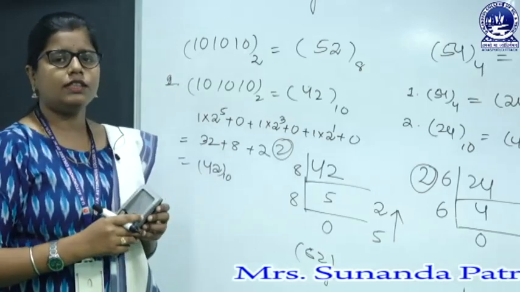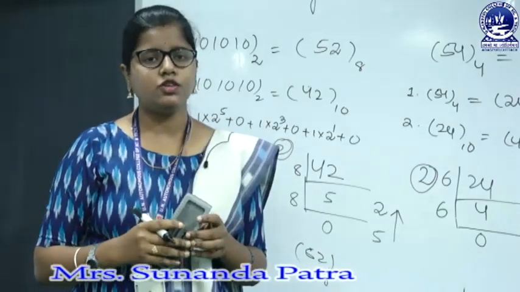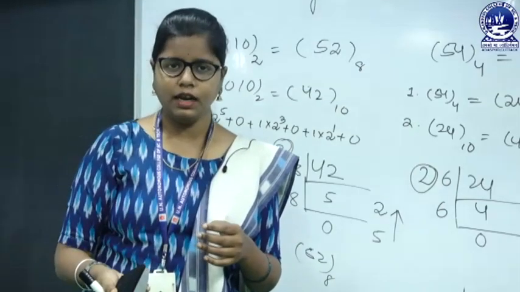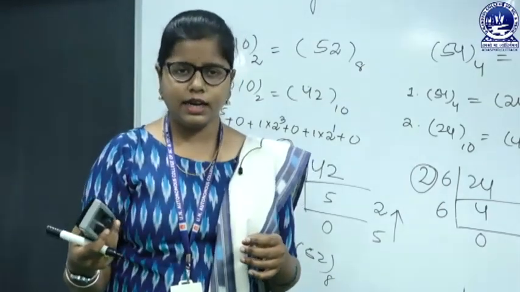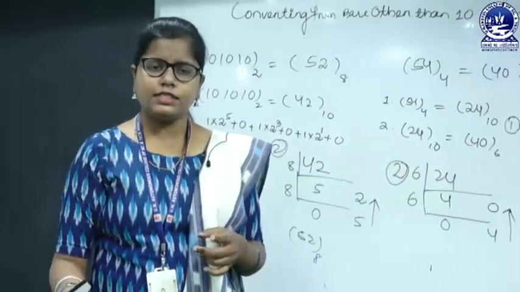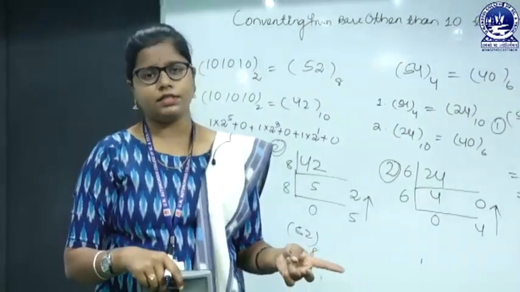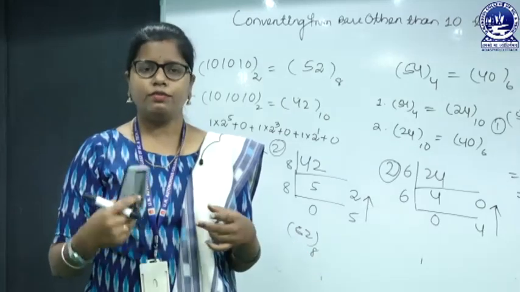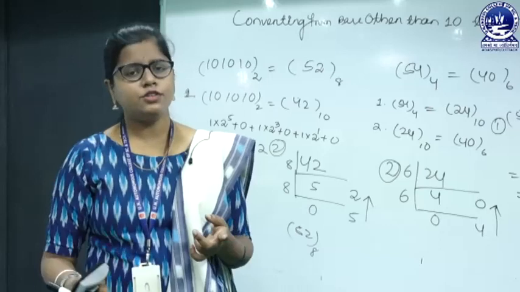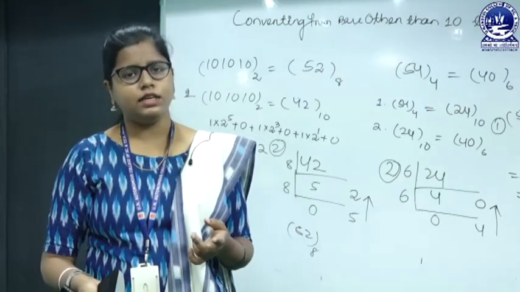By following this method, we need to convert the given base into decimal. Once we got the equivalent decimal for the given base, we then convert the decimal into the required base. By following this, we can convert a base other than 10 into another base other than 10.